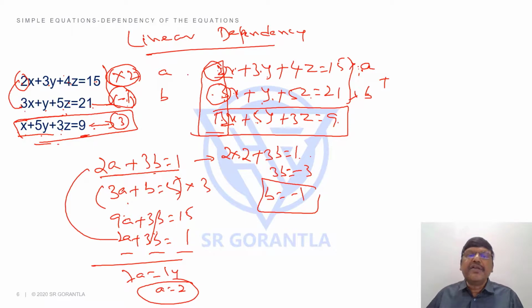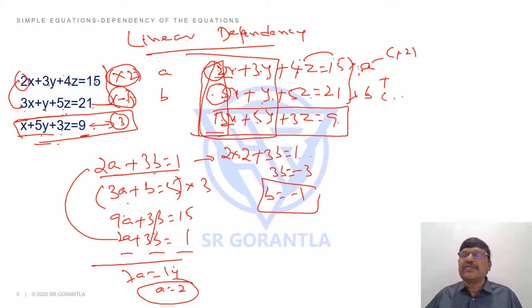How do I confirm? For these two you tried, and now confirm with these two whether it is satisfying or not. 4 into 2, 8. A is 2 and b is minus 1. So 4 twos are 8 minus 5, it is 3. 15 twos are 30 minus 21, it is 9. Yes, satisfied. So this is how you can check, students.